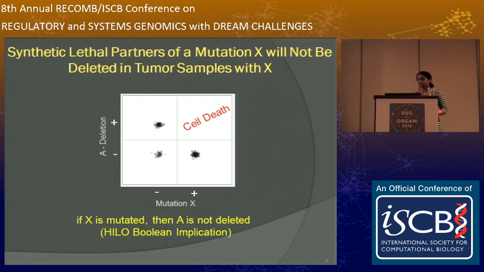And for us to find these relationships, we use an algorithm called Boolean implications, which is a very simple but highly scalable and effective data mining approach. And this is what we call a high-low Boolean implication, which states that if X is mutated, then A is not deleted.